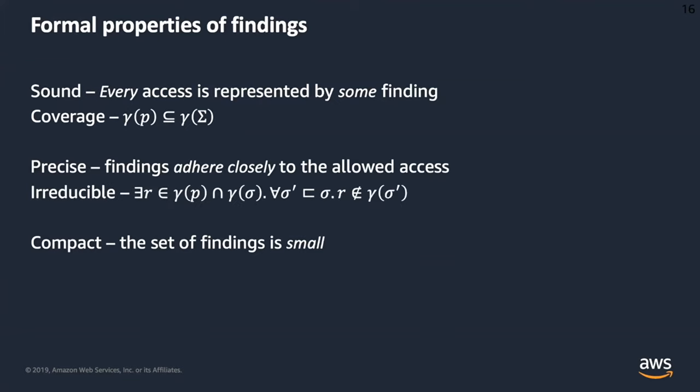We formalize precision in a property called irreducibility, which says that every finding represents some access which is not covered by more specific findings. Finally, we formalize compactness in a property called minimality, which says that removing any finding from the results shrinks the set of accesses allowed by the findings.